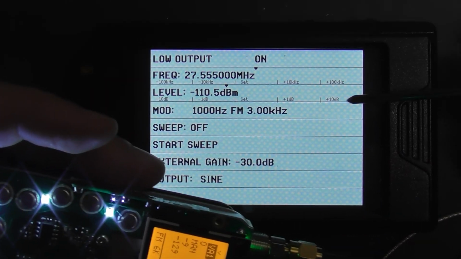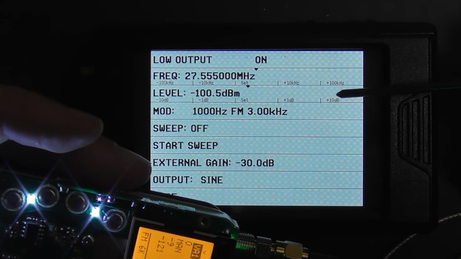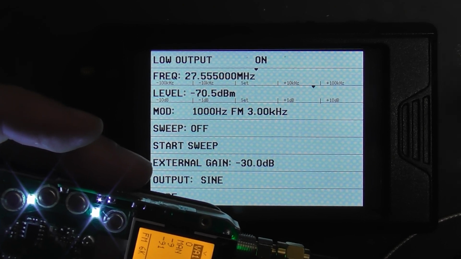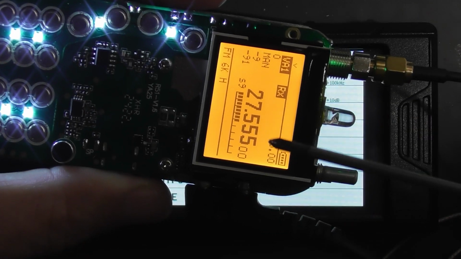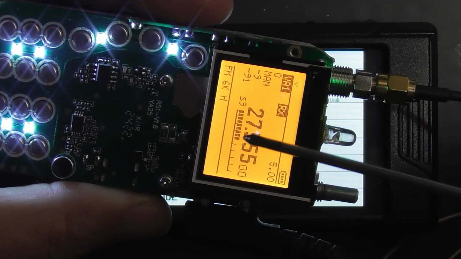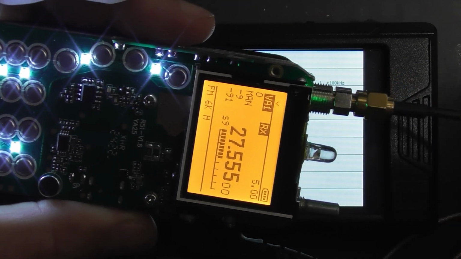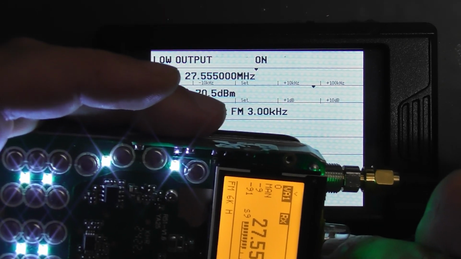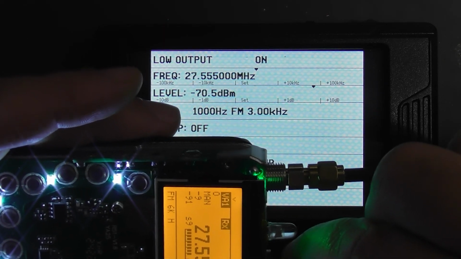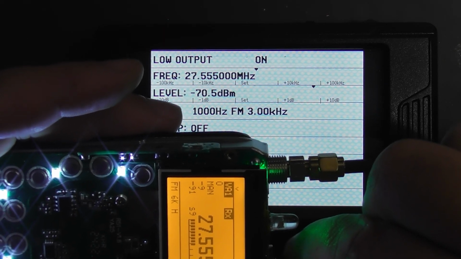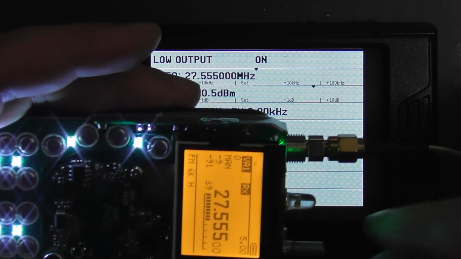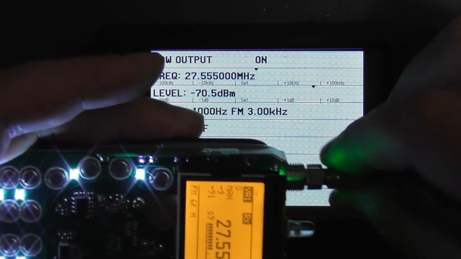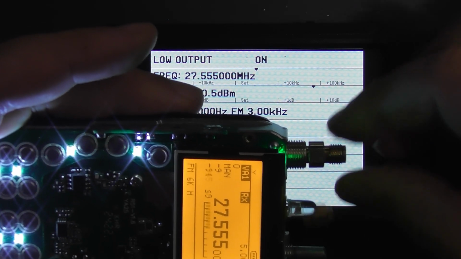Let's go to minus 70. And as you can see, we have a signal 9. So it's pretty good. The sensitivity is good. The transmit power is pretty good. Harmonics are very, very low. So, good idea to do the modification.